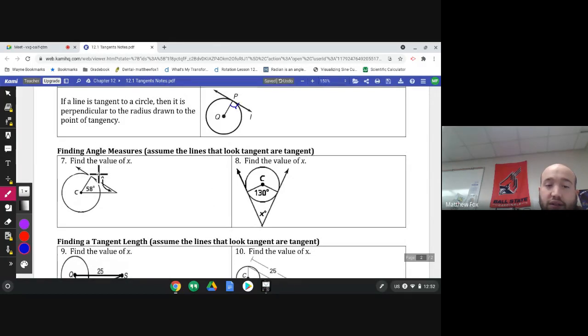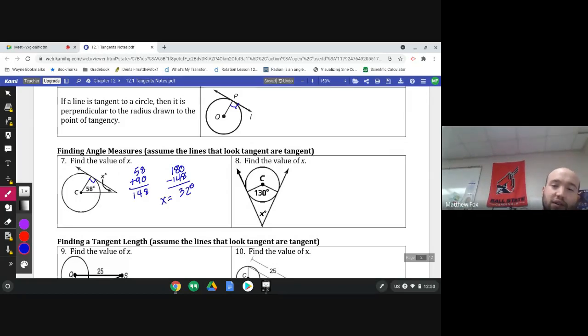Now here it says assume the lines that look tangent are tangent. So if we look here, it says find the value of x. X is right there. We have a triangle formed. Now this line is tangent, which means right here has to be a right angle. So now all we have to do, if that's 58, that's 90, that's x. We know every triangle in the world adds up to 180. So 58 plus 90 gives us 148. Then just take 180 minus that 148. We'll get 32 degrees, and that is what x equals.